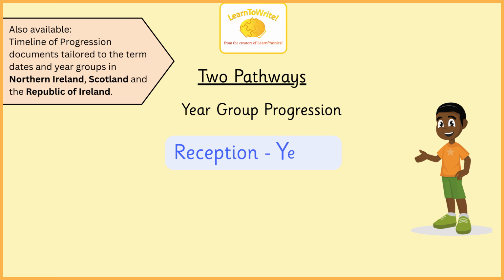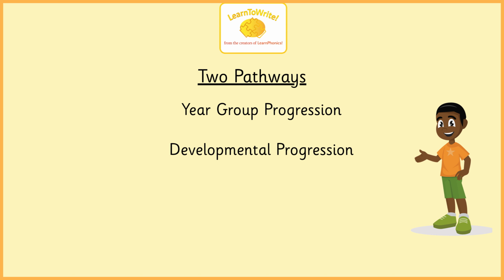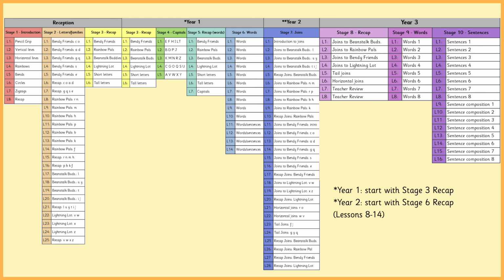Schools may prefer a more structured approach and follow the year group progression, where the same content is mapped out to align with the academic year from reception to year 3. Alternatively, schools may prefer to adopt a more flexible approach and use the developmental progression following each stage as it comes. This is the timeline structured by year groups. Year 1 should begin the year with a recap of the previous stage, which would be stage 3, and Year 2 should begin the year with a recap of the previous stage, which would be stage 6.